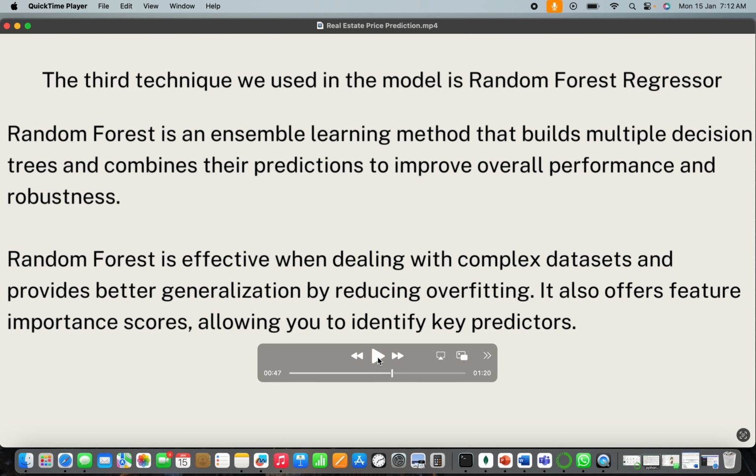The third technique we use in the model is random forest regressor. Random forest is an ensemble learning model that builds multiple decision trees and combines their predictions to improve overall performance and robustness. Random forest is effective in dealing with complex datasets and provides better generalization by reducing overfitting. It also offers feature importance scores, allowing you to identify key predictors.